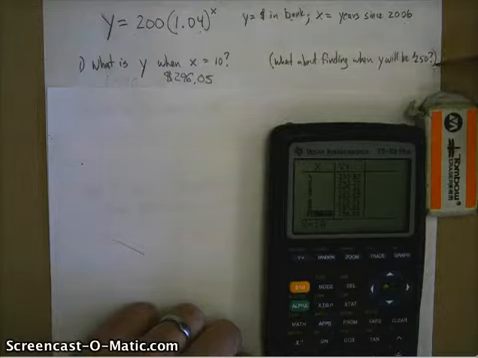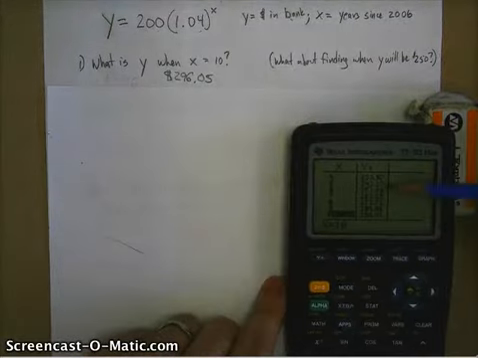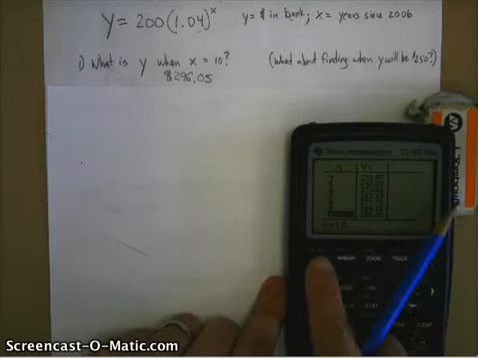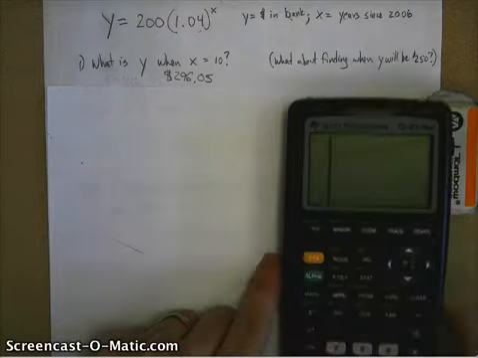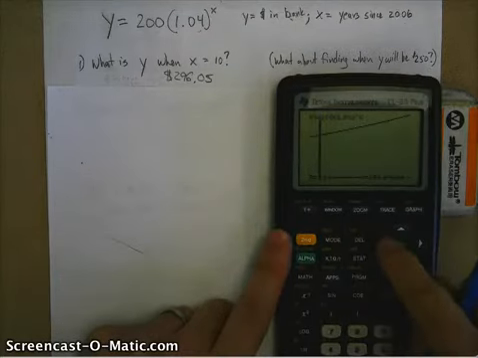And what if I also want to know what x will be when y is 250? When will I have $250? Well, I can see it's sometime between 5 and 6, but I can't get it exactly. And in fact, even if we go back to our graph over here and I trace, I can get a little better here.